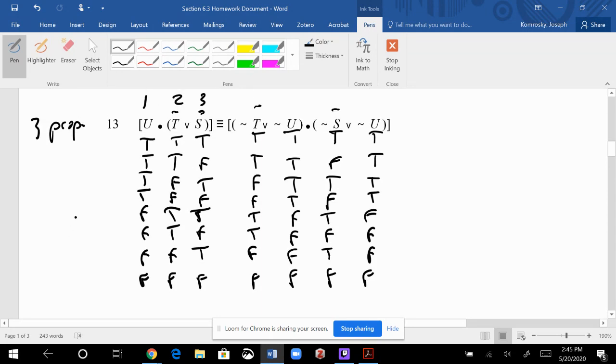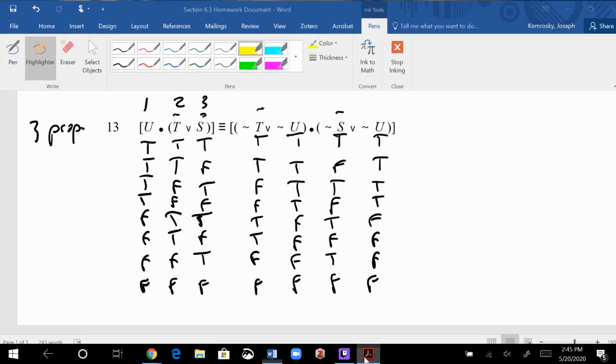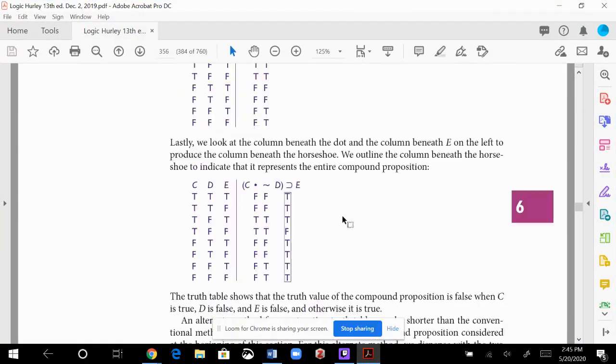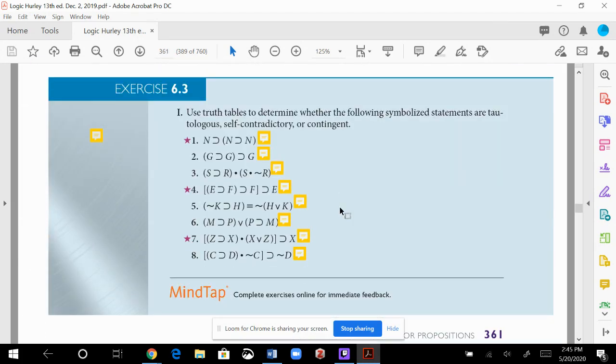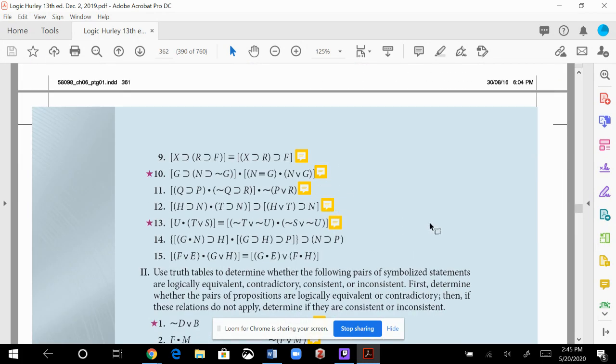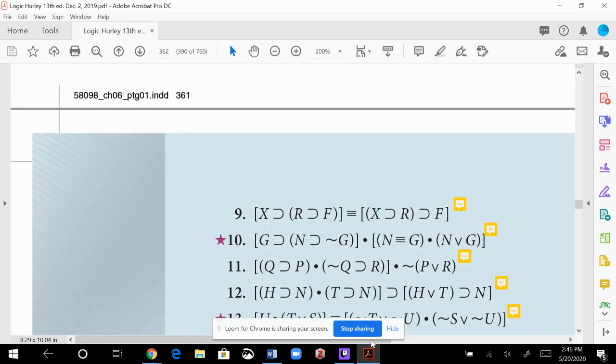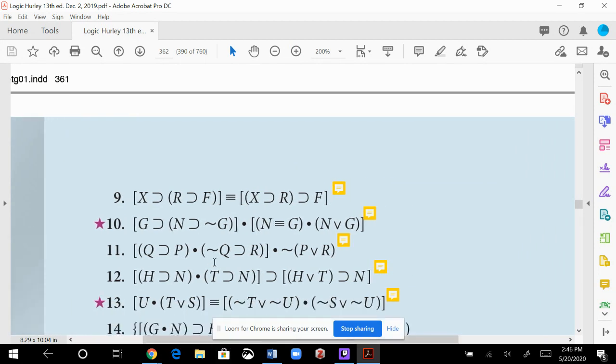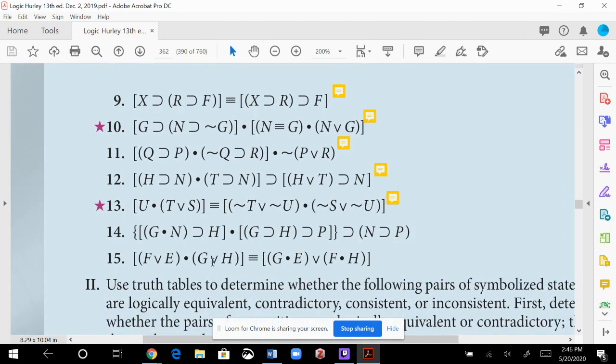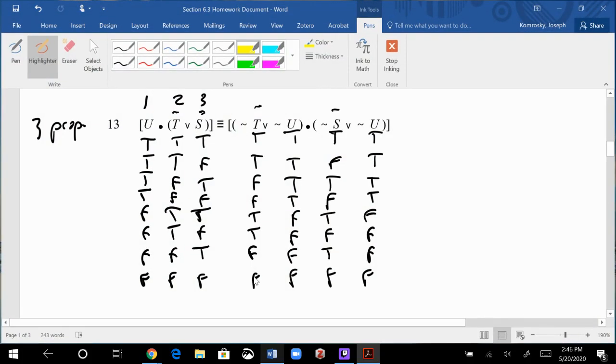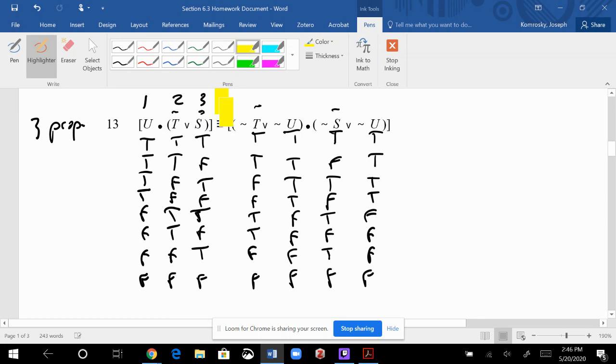Okay, what's the main operator? Everybody take a second and look at that. We're on problem 13. If it helps you just to look at 13, if that's a little more clear for you, what's that main operator? You've got two brackets and the thing in the middle is the main operator. So it's the triple bar, you got it. So we know this is the last thing we're going to do.